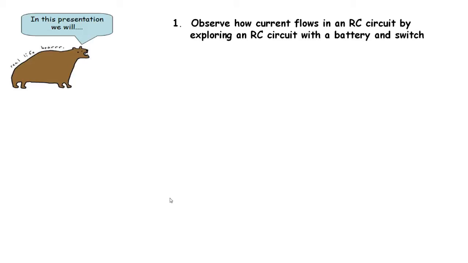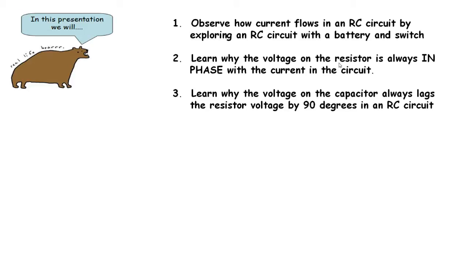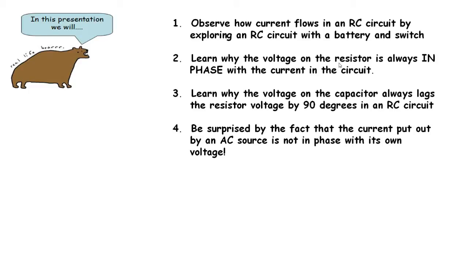First of all, we're going to observe how current flows in an RC circuit by exploring an RC circuit with a battery and switch. We're going to learn why the voltage on the resistor is always in phase with the current in the circuit. We'll learn why the voltage on a capacitor always lags the resistor voltage by 90 degrees in an RC circuit. And we'll be surprised by the fact that the current put out by an AC source is not in phase with its own voltage when we have an RC circuit.